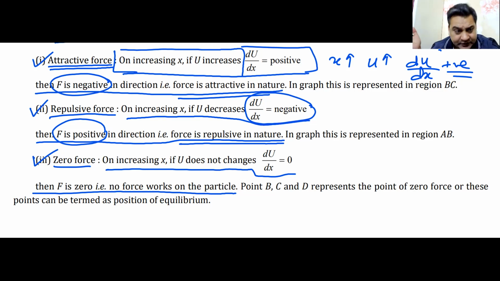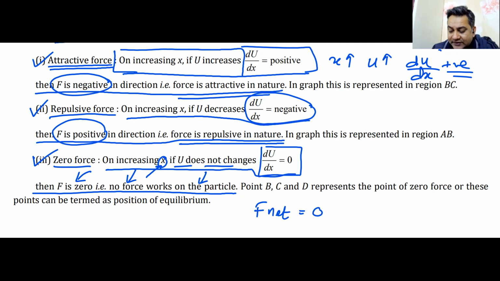No one? Okay, then I'll do that. It basically tells us that if you change the value of x, nothing happens. U does not change. I go up, I go down, U does not change. That means the derivative of U with respect to x is zero. Now this derivative is equal to force. That means force is zero. That means no net force works on the particle. F net is zero. The net force acting on the particle is zero. And the particle is said to be in equilibrium.